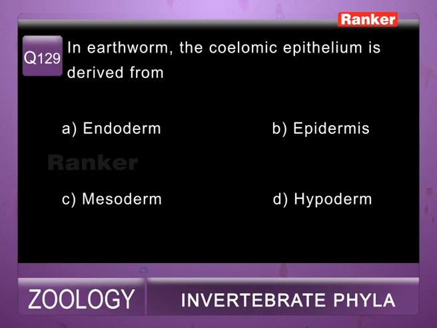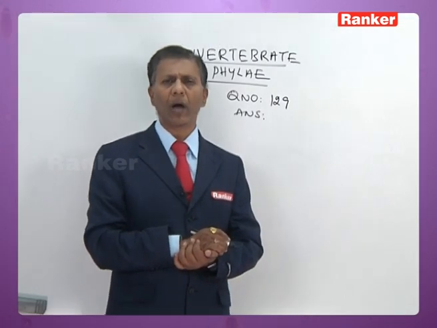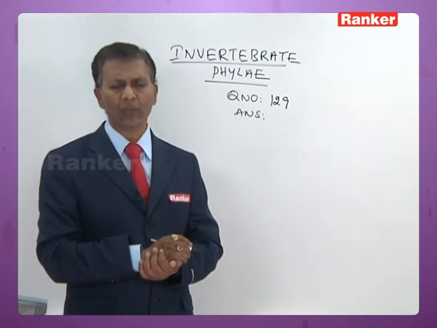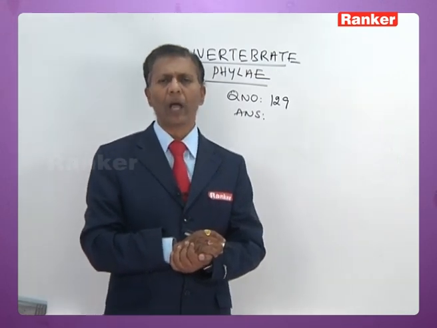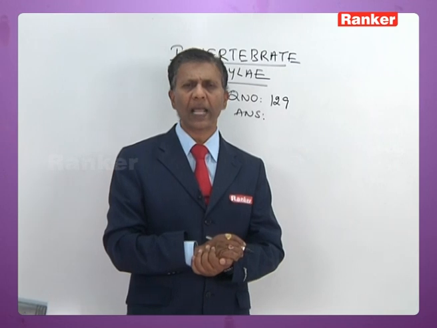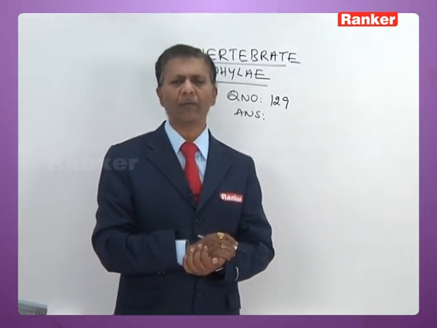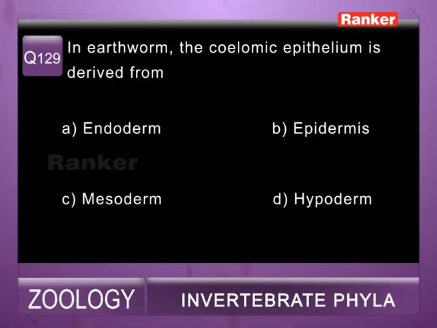129th question here now. In earthworm, coelomic epithelium is derived from: A, endoderm; B, epidermis; C, mesoderm; D, hypoderm. Now in earthworm, in all schizocoelomates and enterocoelomates, the coelomic epithelia are obtained from mesoderm. That mesoderm splits to form outer somatic or parietal layer that lies below body wall and inner splanchnic or visceral layer that lies above gut wall. So 129th question, correct answer is C, mesoderm.